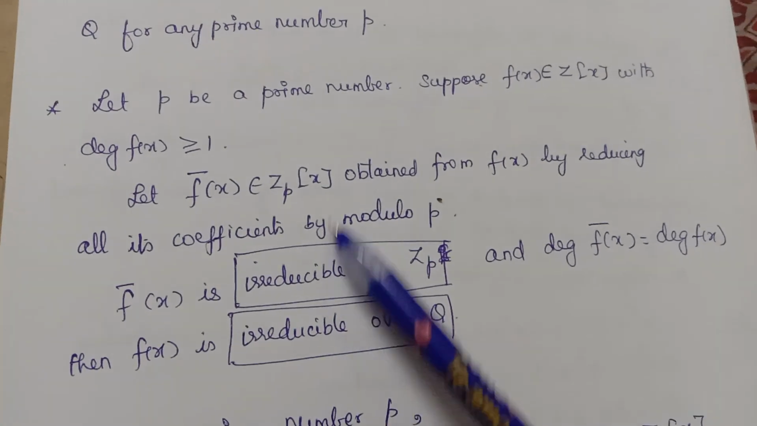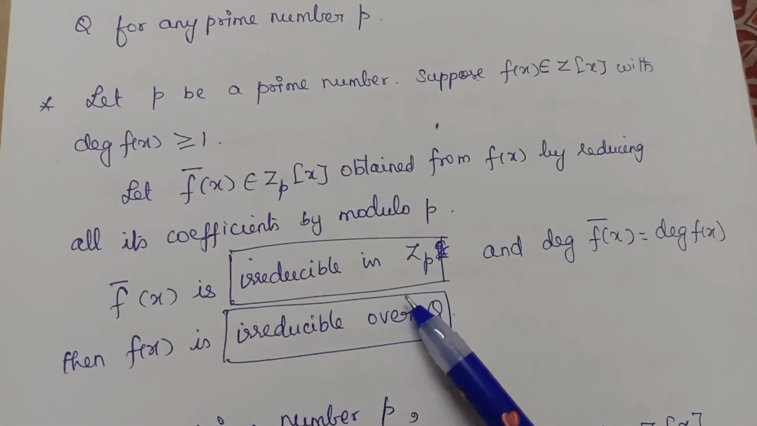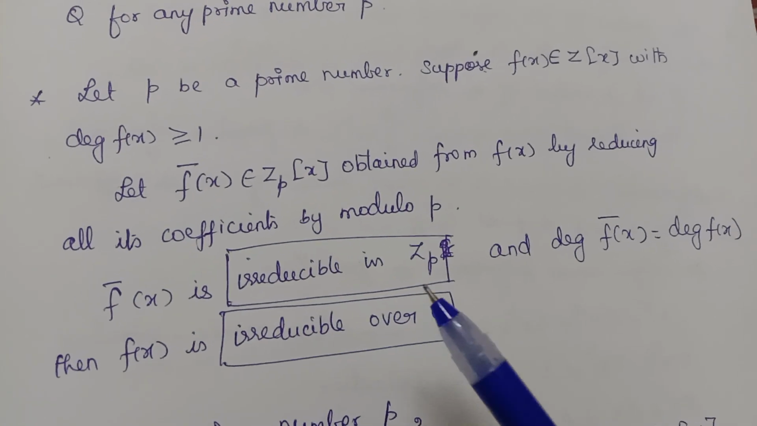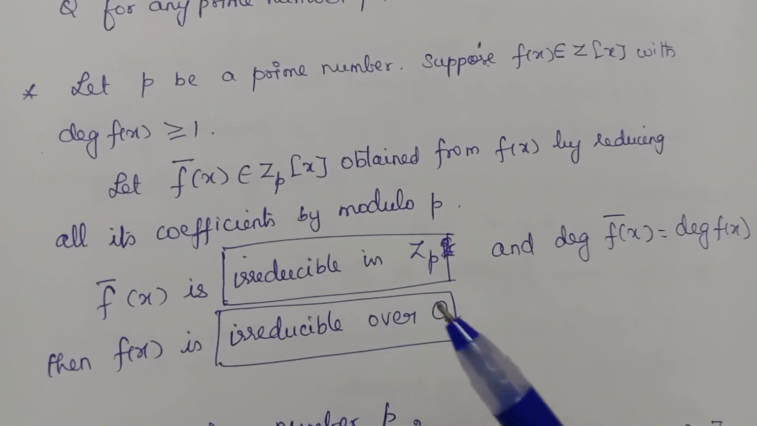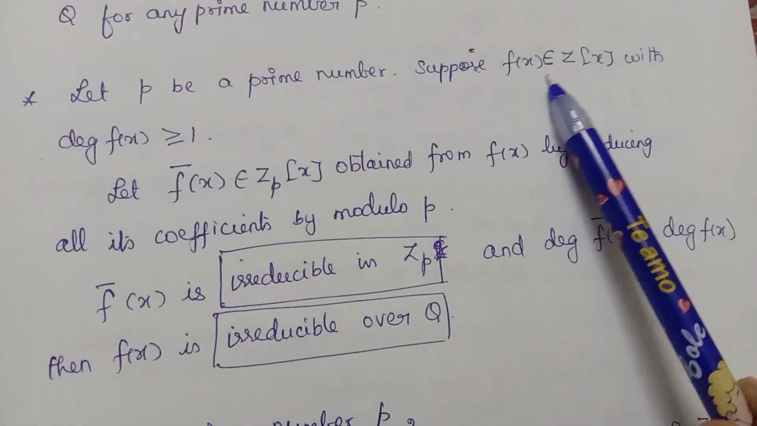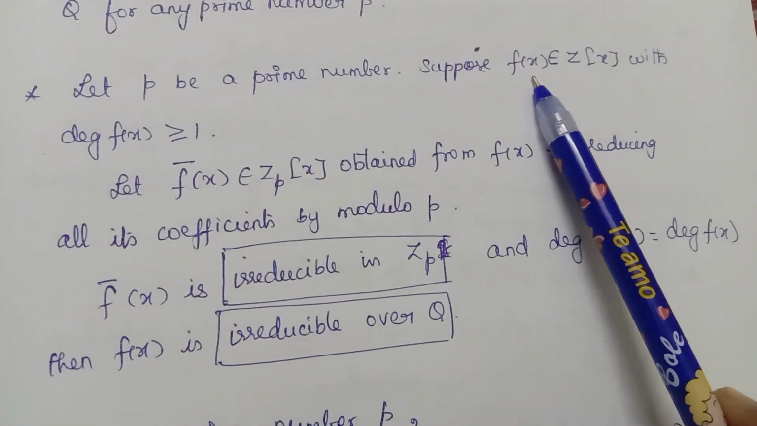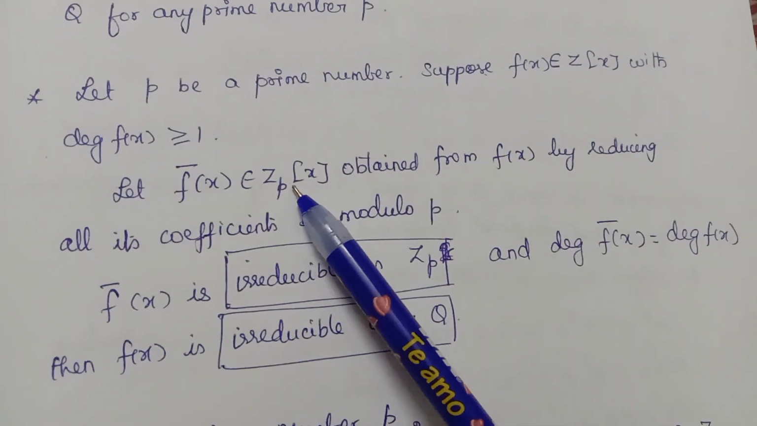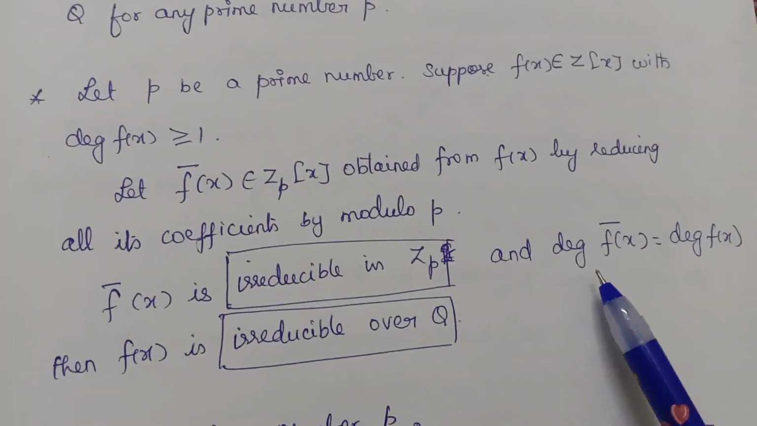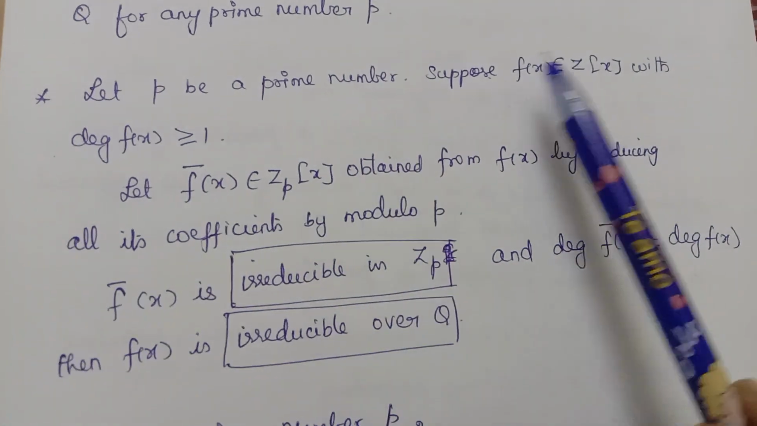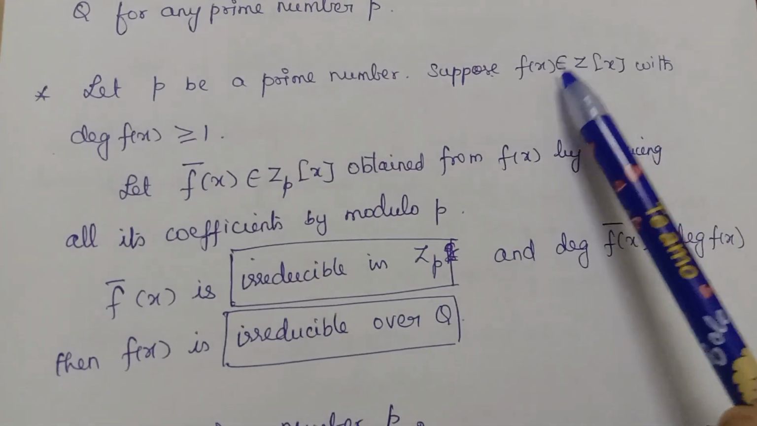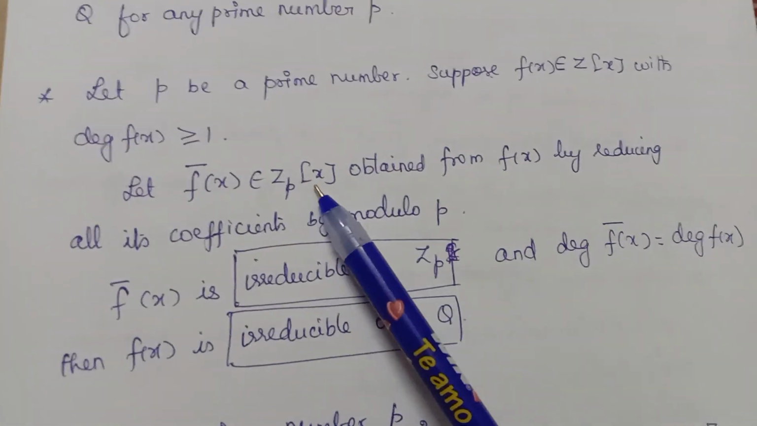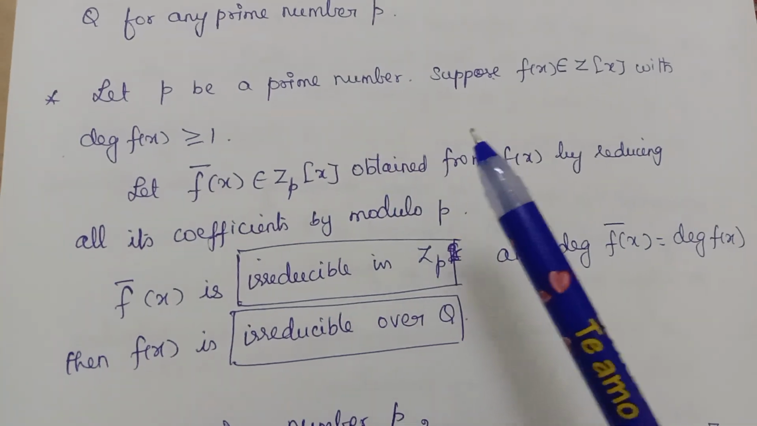Okay, certain things have to be kept in mind while using this result for problems. The first one is, you are transforming the polynomial from Z of x to Zp of x. While transforming that, you have to keep in mind the degree of both the polynomials should be equal. The degree should never get reduced. This is the first thing you have to keep in mind.